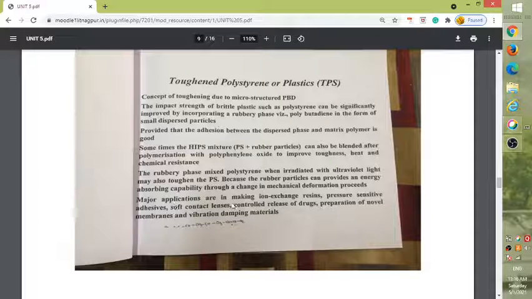Major applications are in making ion exchange resins, pressure sensitive adhesives, soft contact lenses, controlled release of drugs, preparation of novel membranes, and vibration damping material.